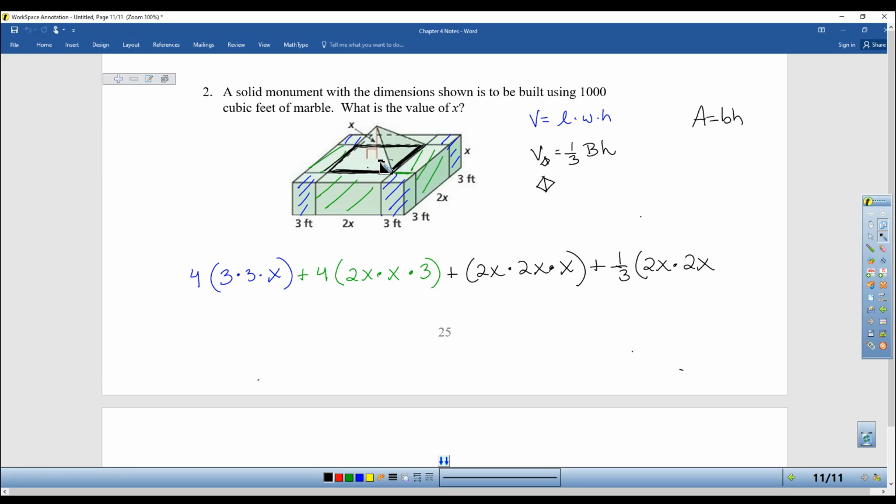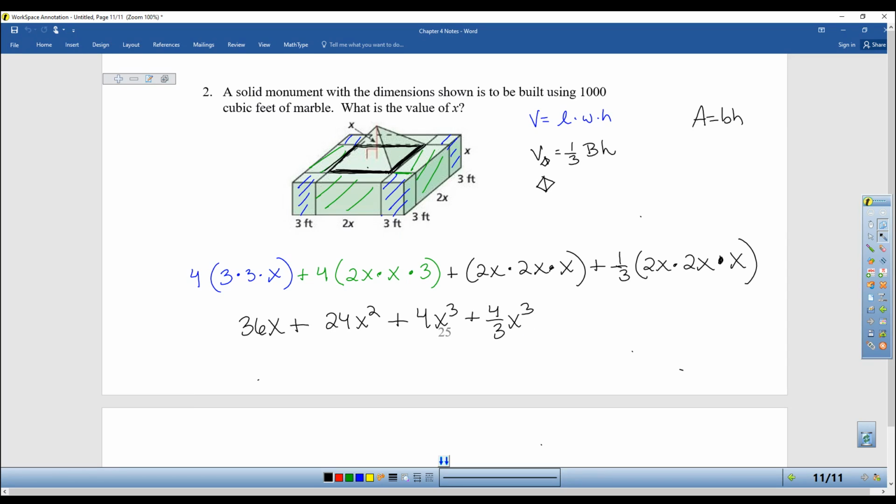They're pointing to that. They tried to show it. And this little piece right there is a right angle mark to show that the pyramid is straight up and down, times x, which is its height. So that gives me 9 times 4 is 36x. And this is 6 times 4 is 24x squared. This is 4x cubed. And then this one is going to be 4/3 x cubed.